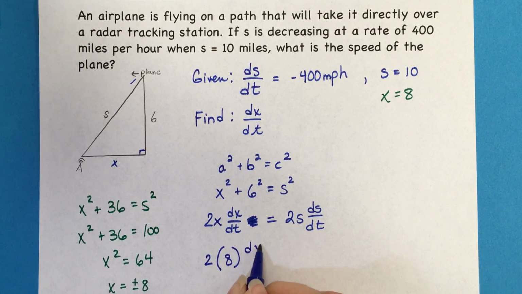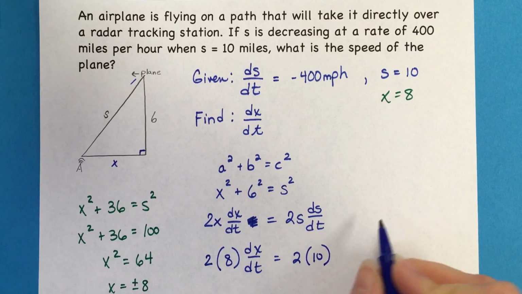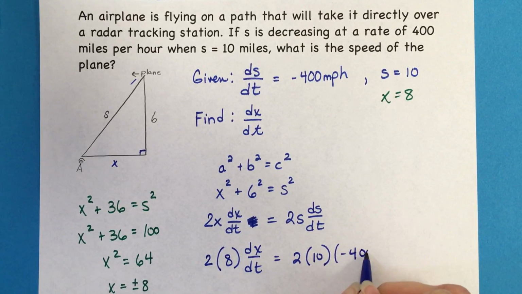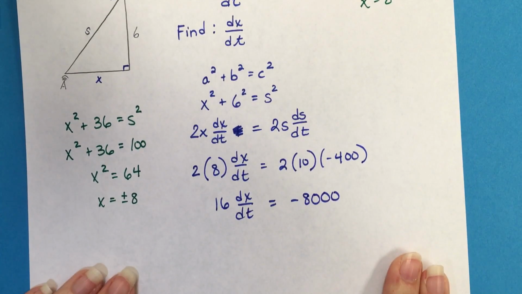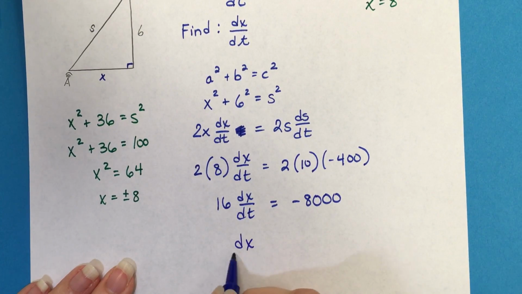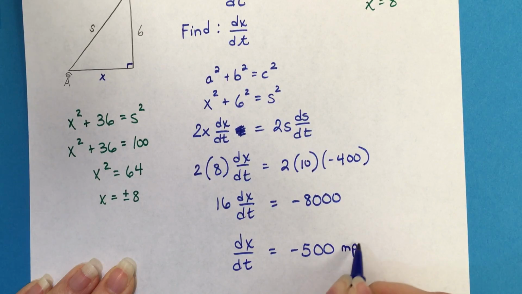Of course, we're trying to find dx/dt. s is 10, and ds/dt is negative 400. Okay, so that's going to give me 16 dx/dt, and that would be equal to negative 8,000. So dx/dt is going to be equal to negative 500 miles per hour.